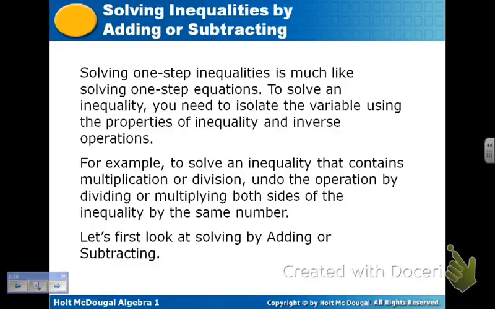Solving one-step inequalities is much like solving one-step equations. To solve an inequality, you need to isolate the variable using the properties of inequality and inverse operations. For example, to solve an inequality that contains multiplication or division, undo the operation by dividing or multiplying both sides of the inequality by the same number. Let's first look at solving by adding or subtracting.